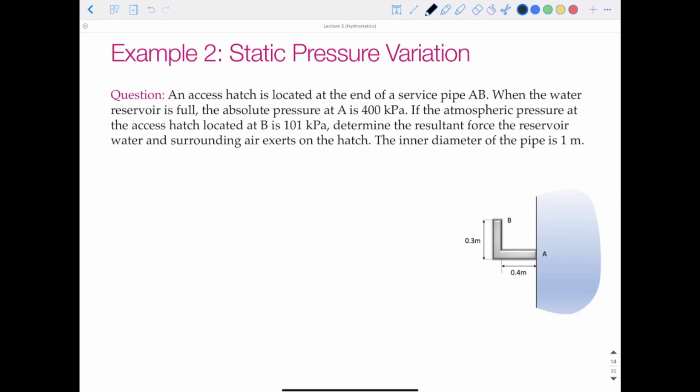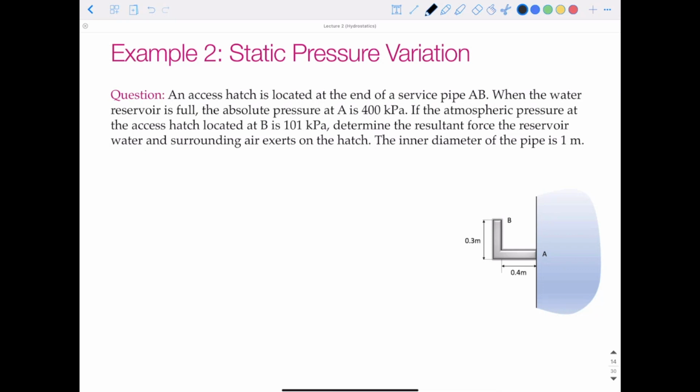So the figure shows here we have an access hatch at the end of a service pipe, or maybe there's some sort of equipment that needs to get into some column of fluid to take measurements. When the water reservoir is full, the absolute pressure at A is 400 kPa. If the atmospheric pressure at the access hatch located at B is 100 kPa, determine the resultant force the reservoir water and surrounding air exerts on the hatch. The inner diameter of the pipe is 1 meter.